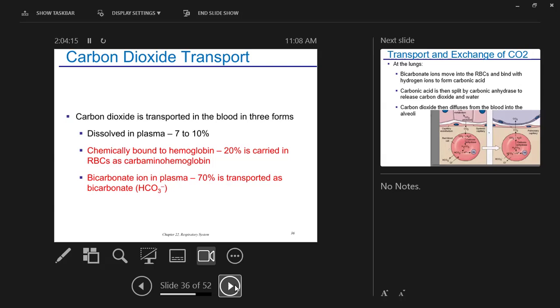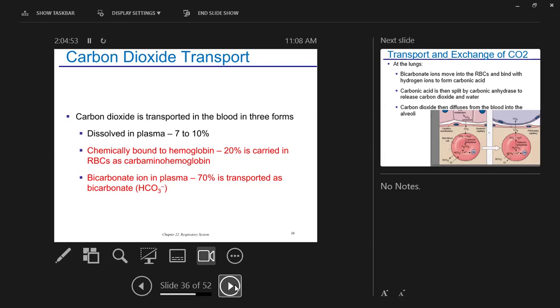Well, first of all, only about 10% is carried in plasma. It forms carbonic acid there because that's what water and CO2 does. It makes carbonic acid. About 20% is bound to the hemoglobin inside the red cell. So we call that carbaminohemoglobin. So that hemoglobin has an affinity for carbon dioxide.